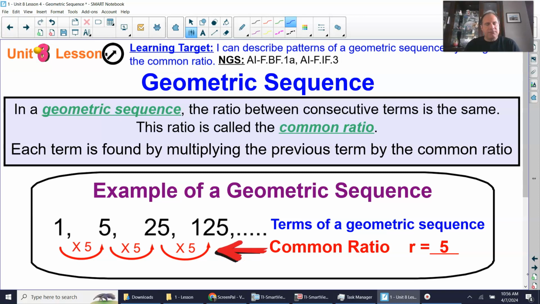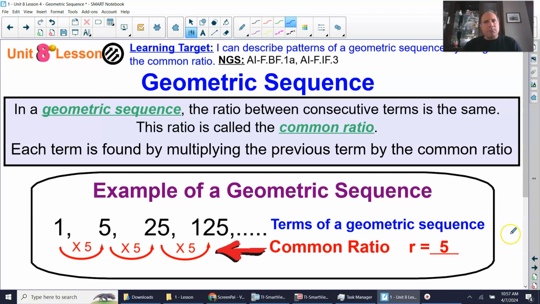The thing that we are working on as far as this lesson goes is geometric sequence. In a geometric sequence, the ratio between consecutive terms is the same. That ratio is called the common ratio. So just remember, it's not the common difference, it's the common ratio. That's the better way to say it. Each term is found not by adding and subtracting, but by multiplying the previous term by the common ratio.